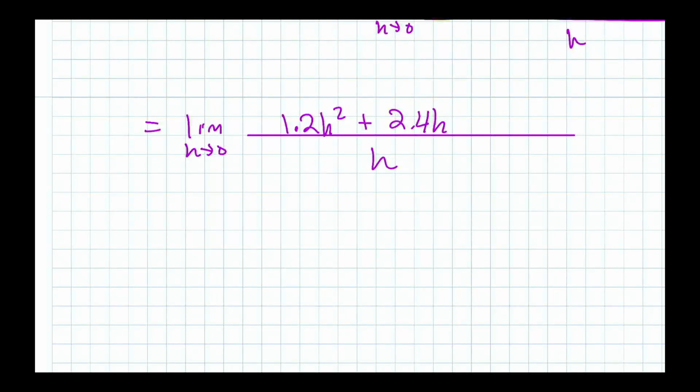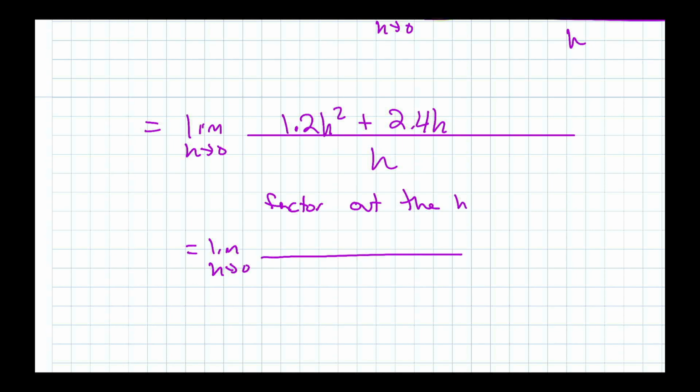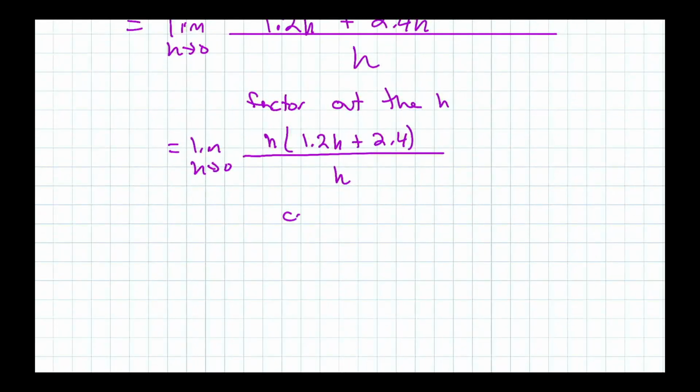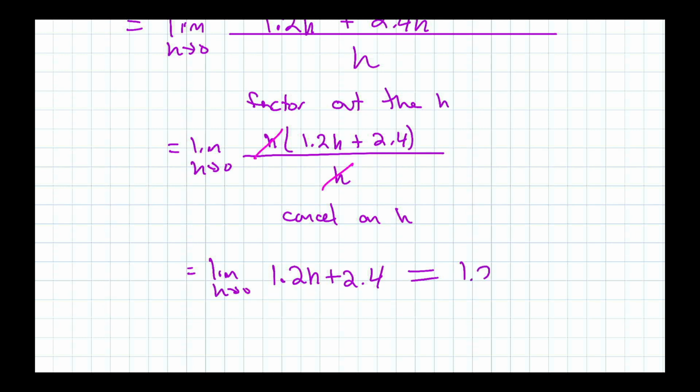And we've done one of these before. It's exactly the same. We need to factor out the h in the numerator. We get h times (1.2h plus 2.4) over h. Then we need to cancel an h. So I don't need a fraction anymore because I canceled the denominator. So I have 1.2h plus 2.4. Now, once you cancel that denominator, you can plug in h equals 0. So you put in h equals 0, you get 1.2 times 0 plus 2.4, which is 2.4. And that's your answer.